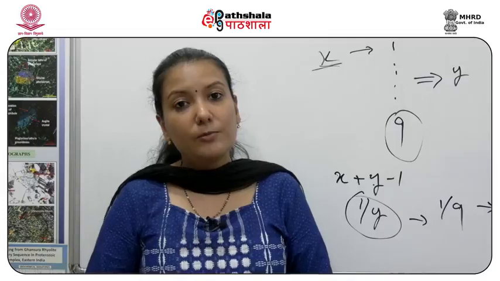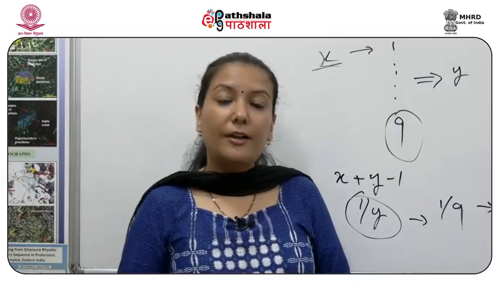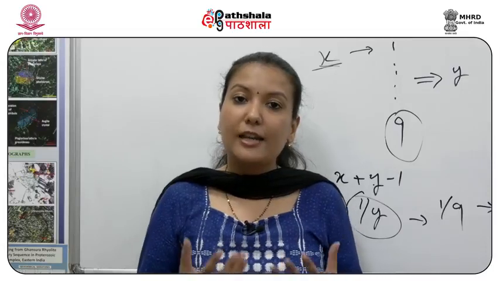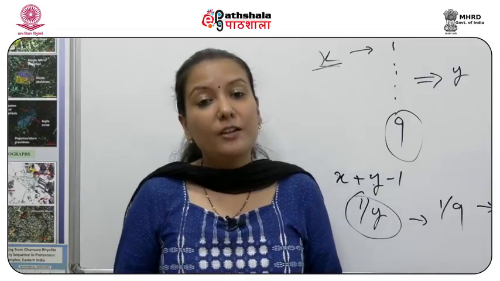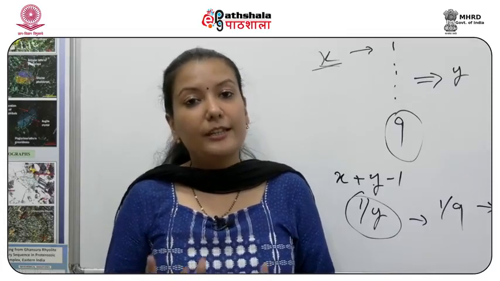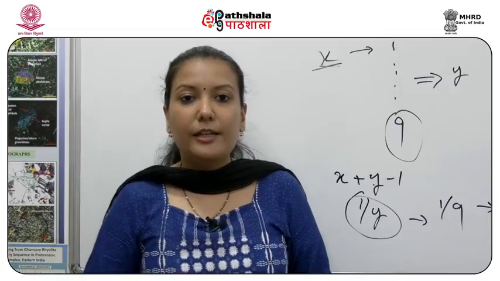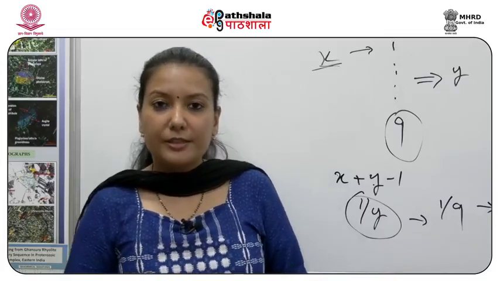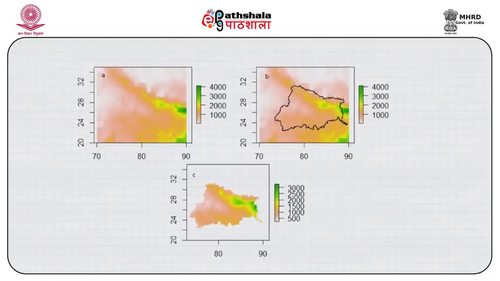So how is it helpful? Why do we need to overlay the two images? Suppose we have satellite data and we need to extract a watershed area. If we have a shapefile of the watershed, we can extract the raster data from that file. For this, I'll show you a figure here, and it will be more clear to you.